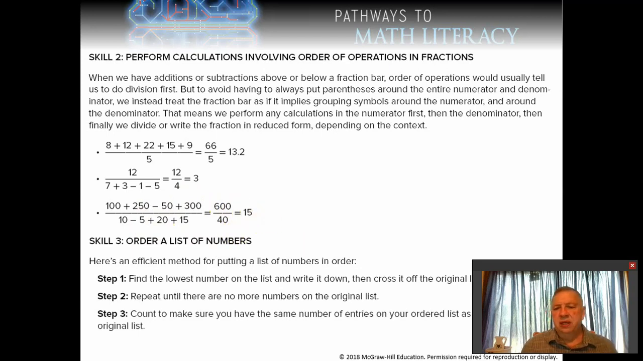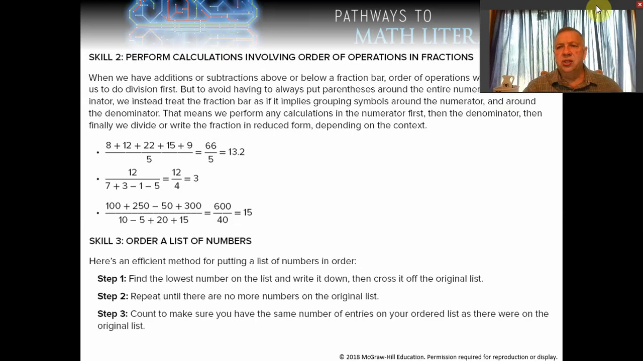So a lot of times we'll be given a list of numbers and we'll be working with it. Here's a list of numbers, and we need to put those things into order first. It's just easier to work with things if they're in order. So here's an efficient method that the book would like to share with you. They say go and find the lowest number on the list and write it down. Then cross it off the original list.